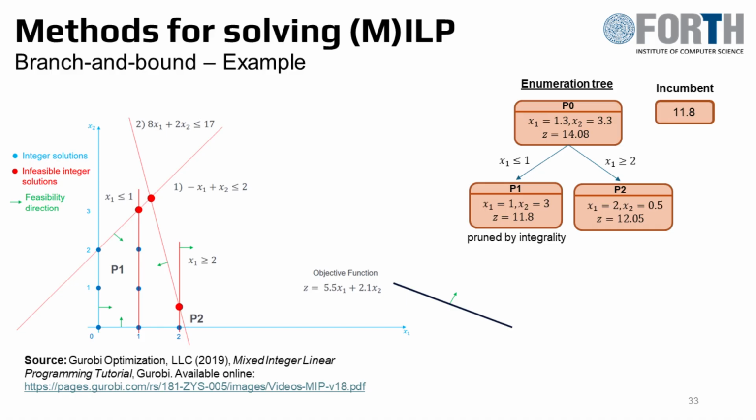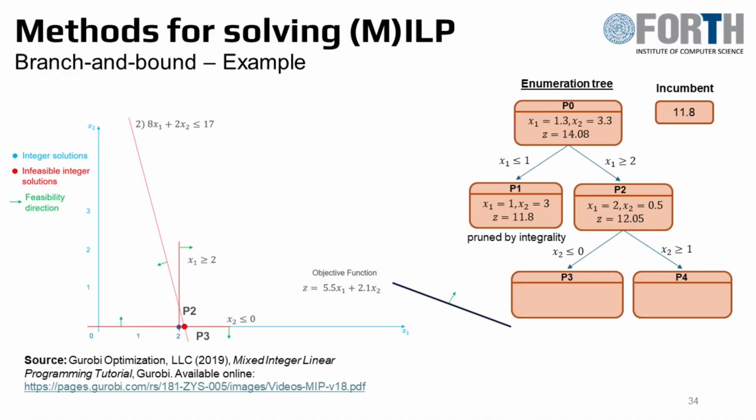Now consider the second branch, P2, where x1 greater than or equal to 2. The optimal LP solution in this branch is x1 equals 2, x2 equals 0.5. The objective value is z equals 12.05. This objective value is higher than the incumbent, which is 11.8. So this branch is still promising. However, the solution is fractional because x2 equals 0.5. So P2 cannot be accepted as an integer solution. This means we must branch again, this time on x2.